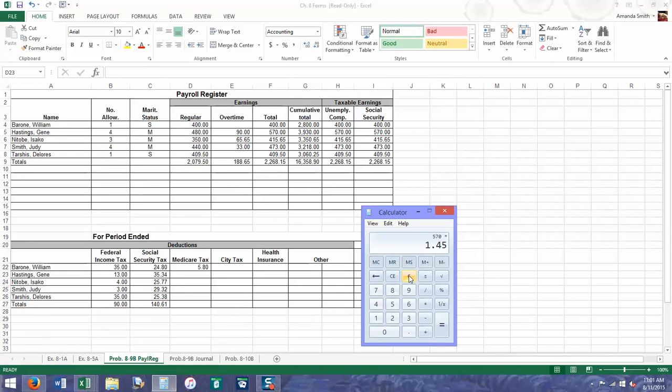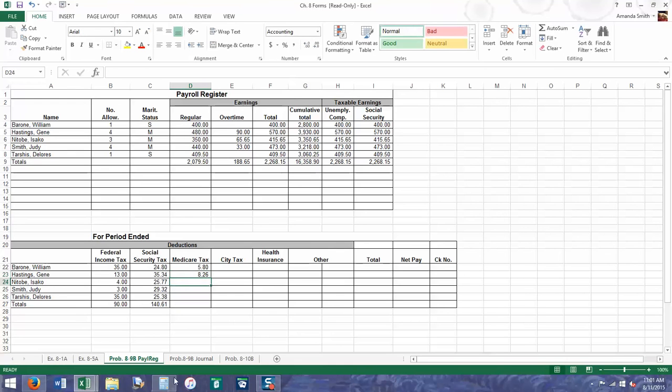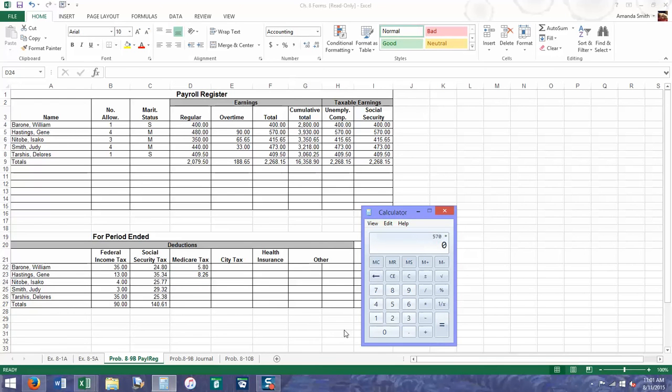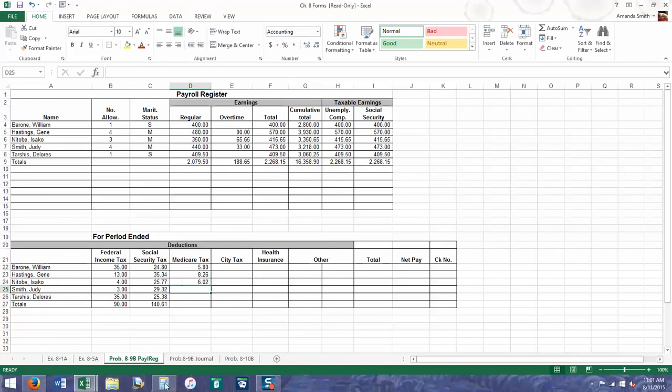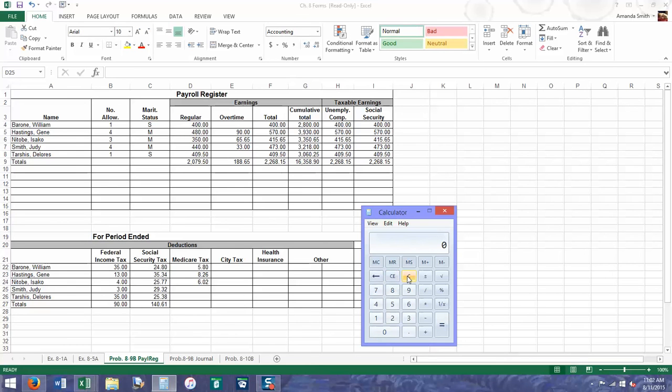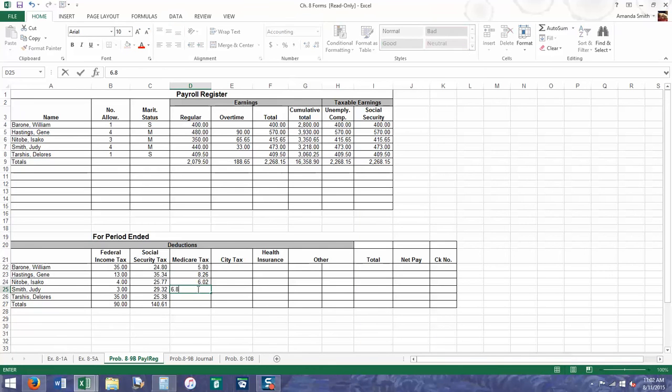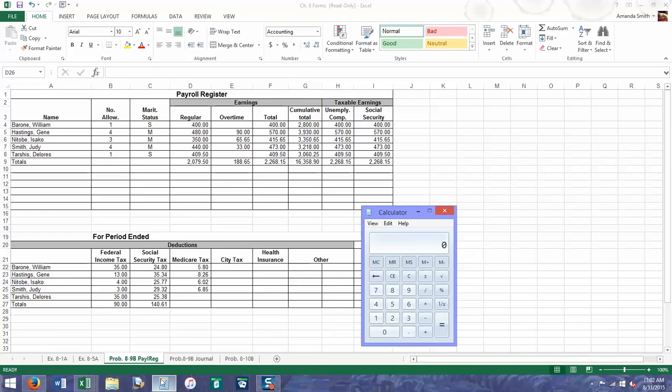$5.70, 1.45%, $8.26. I know you're so used to rounding up. Unfortunately, payroll is different. $6.02. $4.73. $6.85. And the last one is $409.50.